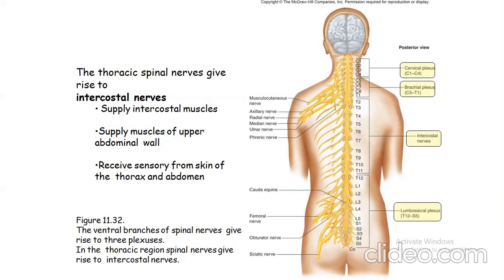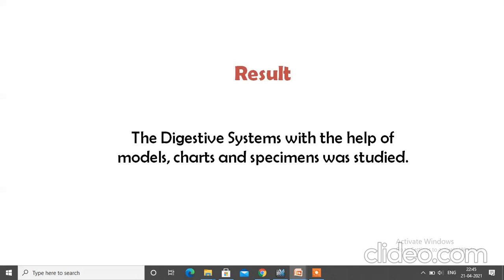Now the thoracic spinal nerves give rise to intercostal nerves. They supply intercostal muscles, supply muscles of the upper abdominal wall, receive sensory from skin of the thorax and the abdomen.